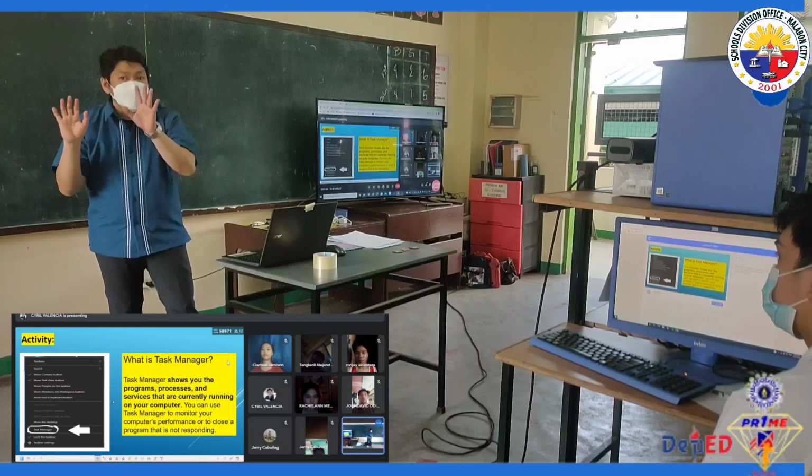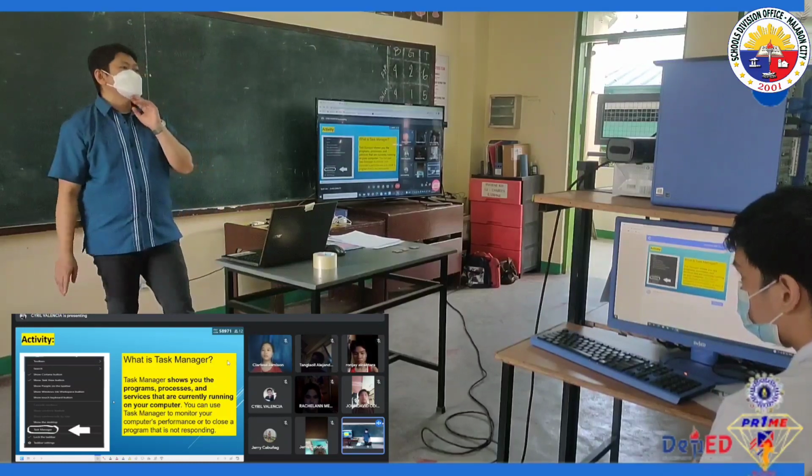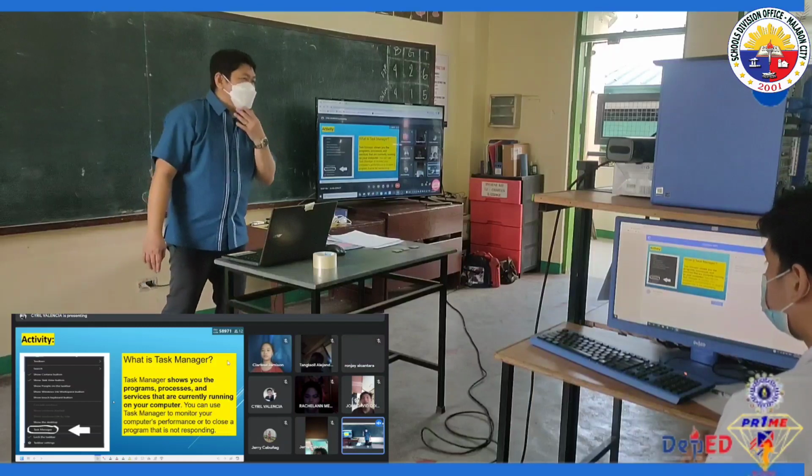Later on, we're going to have a hands-on about the task manager. So what is the purpose of that? It is used to monitor your computer's performance.